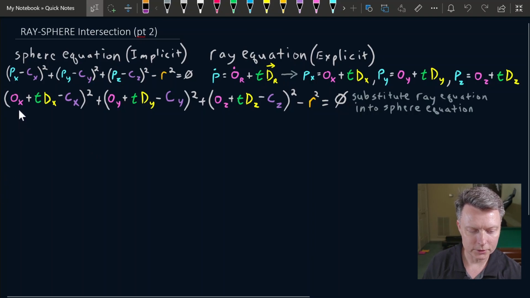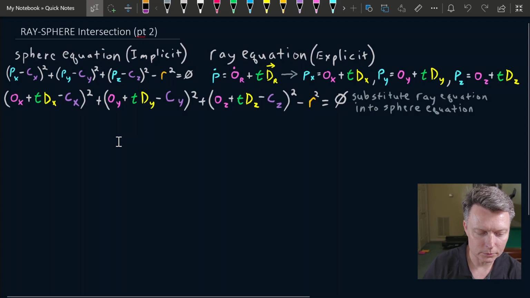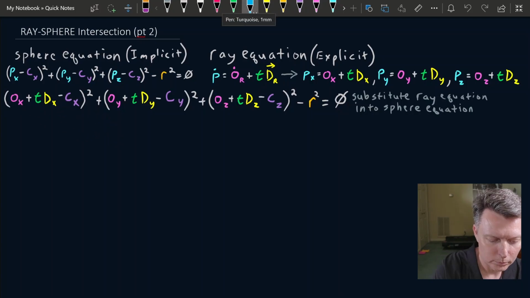So let's combine these two first, ox and cx. And we're going to do a simple subtraction because it's ox minus cx. I'll use the blue color here to denote the new vector.